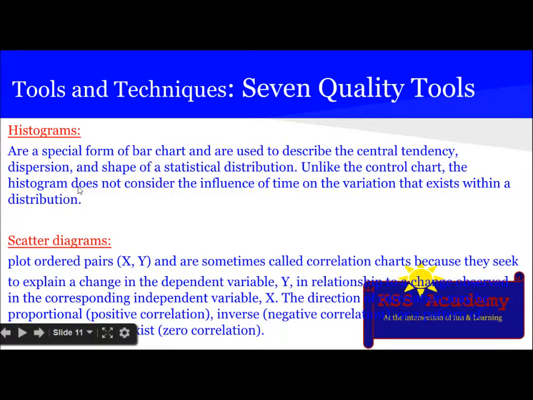Then next thing is scatter diagram, which is plot ordered pairs x and y, sometimes called correlation chart because they seek to explain a change in dependent variable y in relation to a change observed in the corresponding independent variable x. The direction of correlation may be proportional, positive correlation, inverse, that is negative correlation, or a pattern of correlation may not exist, which is zero correlation.